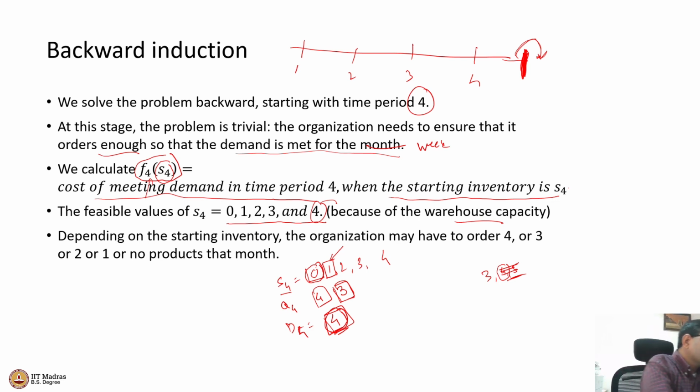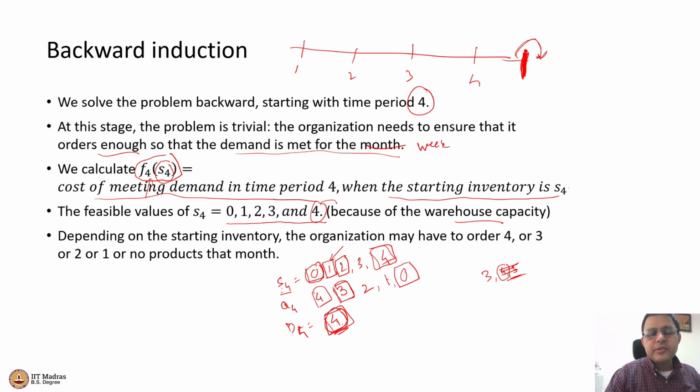Therefore I won't. When the on-hand inventory is 2, I need to order 2 products and therefore I will be able to meet the demand for 4. When the on-hand inventory is 3, I need to place the order for 1 product only, so that 3 plus 1 is 4. When the on-hand inventory is 4 itself, I may not have to order anything because I can meet the demand from the on-hand inventory itself. Therefore, there is no need to order anything in the fourth time period.